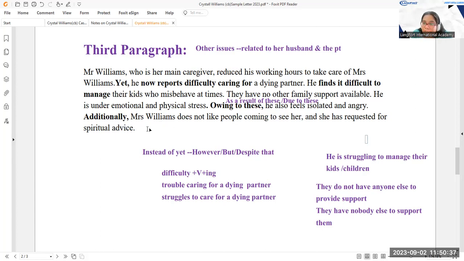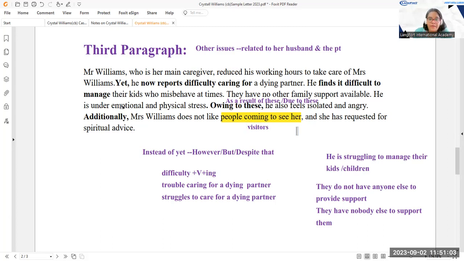Additionally, can you read the last sentence, Mita? This one? Yes, ma'am. Additionally, Mrs. Williams does not like people coming to see her, and she has requested for spiritual advice. Okay. So additionally, she does not like people coming to see her, or I can say does not like visitors. That is also fine. It will be much more concise, and she has requested for spiritual advice.